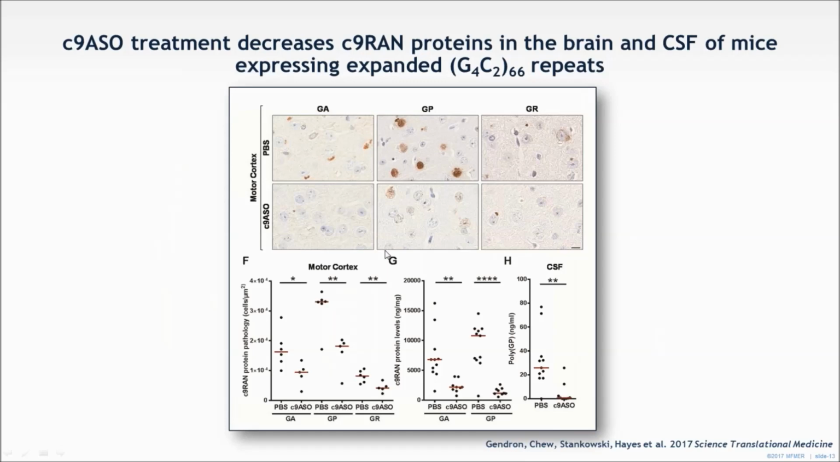In addition to a decrease in RNA foci, we looked at cells that were immunopositive for dipeptide repeat proteins, so poly-GA, GP, and GR. And as you can see here, there was a clear decrease in cells immunopositive for these proteins by IHC, and we quantified it in panel F. We also looked at poly-GP and poly-GA protein expression by immunoassay using brain homogenates from mice that had been treated or not with the ASO. And again, we see a significant decrease in GA and GP expression. What was perhaps most exciting was that we could detect poly-GP in the CSF of mice, and we also saw a decrease in poly-GP in CSF in mice treated with the C9 ASO.